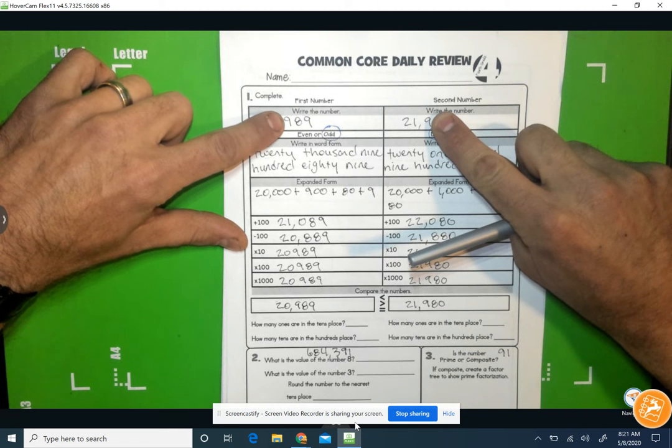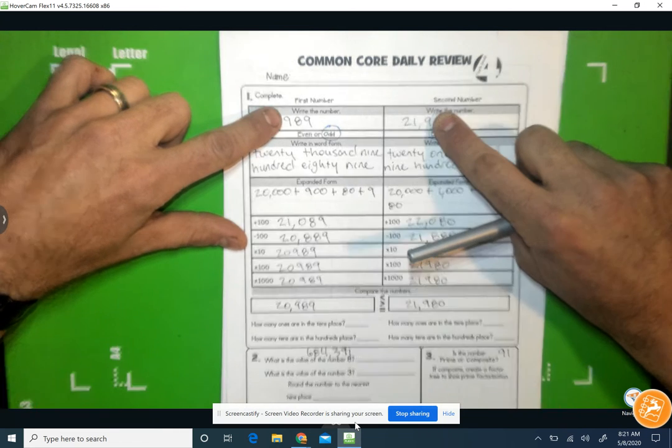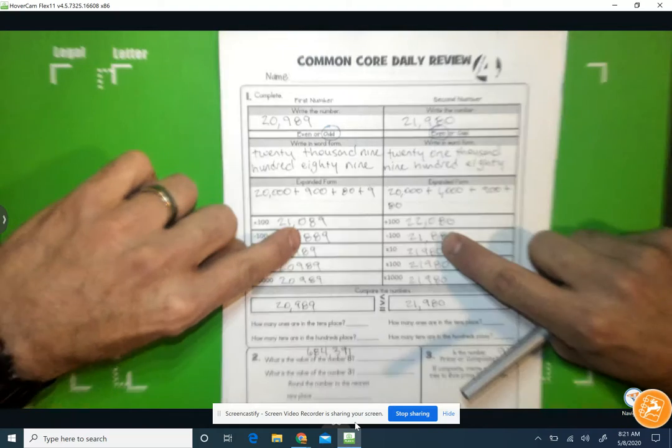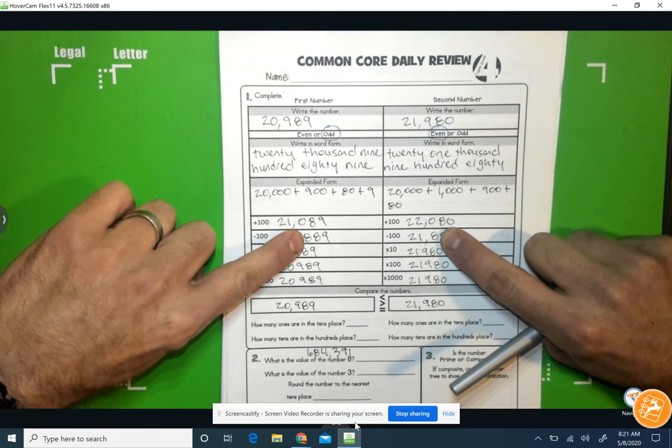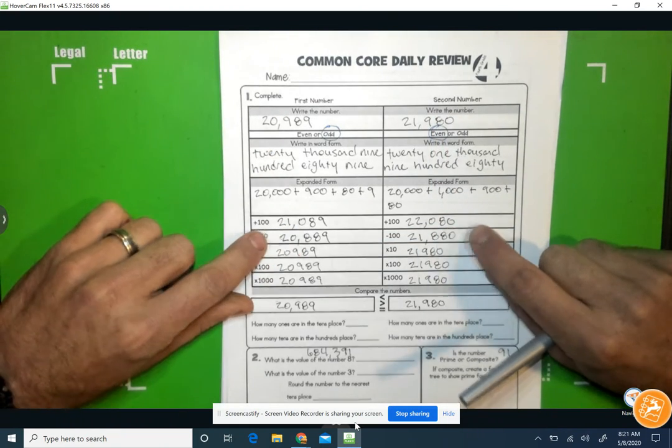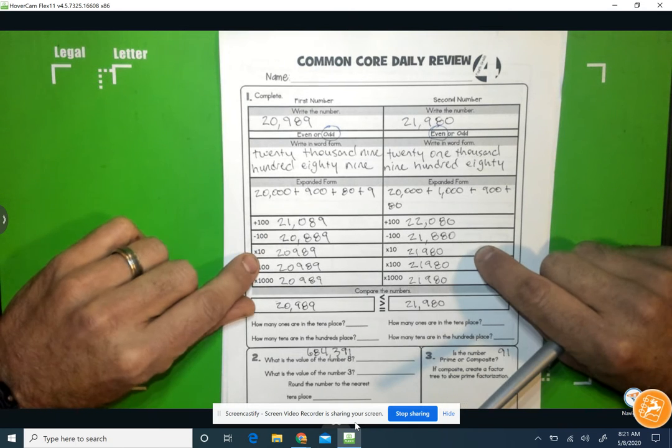Now, taking away 100 is a very cut and dry strategy here, and that's simply going to the hundreds place and decreasing it by 1. So you'll notice that I've put an 8 into both of those hundreds places, writing the correct number there.